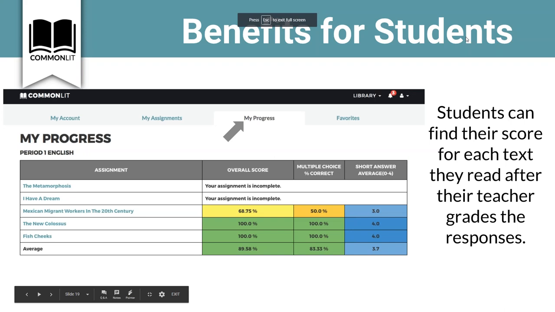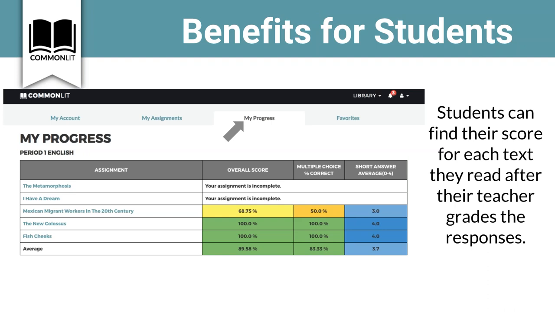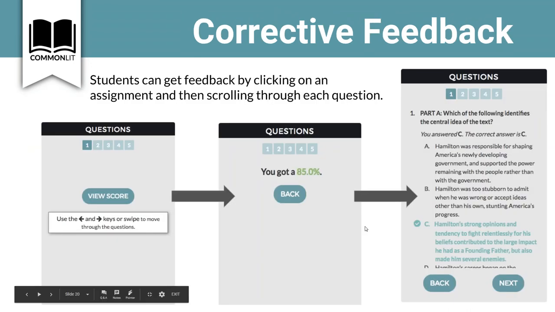Some of the benefits for students of using CommonLit: one of the things that students can do when they log in with their Google account is that they can access their progress. It shows them which assignments they've completed and which ones they haven't completed. It also shows them a score, what they got correct as far as multiple choice, and also short answers. So students get the benefit of that feedback. They find their score after you, as the teacher, grade responses. So they can click through each assignment and then scroll through each question to see how they did, to get that feedback once assignments have been graded in CommonLit.